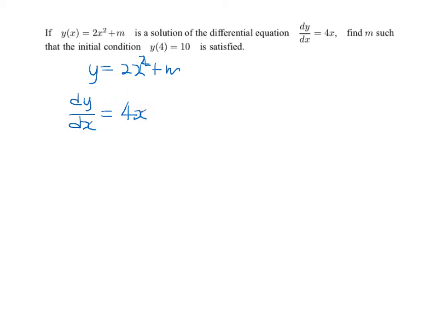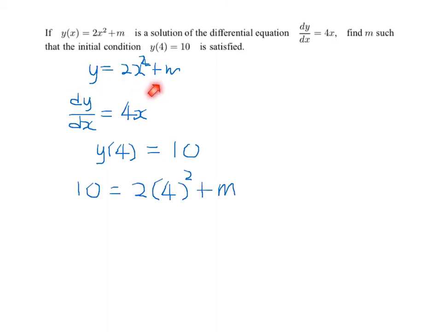Then what we need to do is just substitute y equal to 10 at x equal to 4, and we should get what we need. So this means that we're going to substitute x by 4 and y by 10. Substituting x with 4 and y with 10, we end up getting here. Then if you resolve this, m will be equivalent to negative 22. So that will be the value of m.